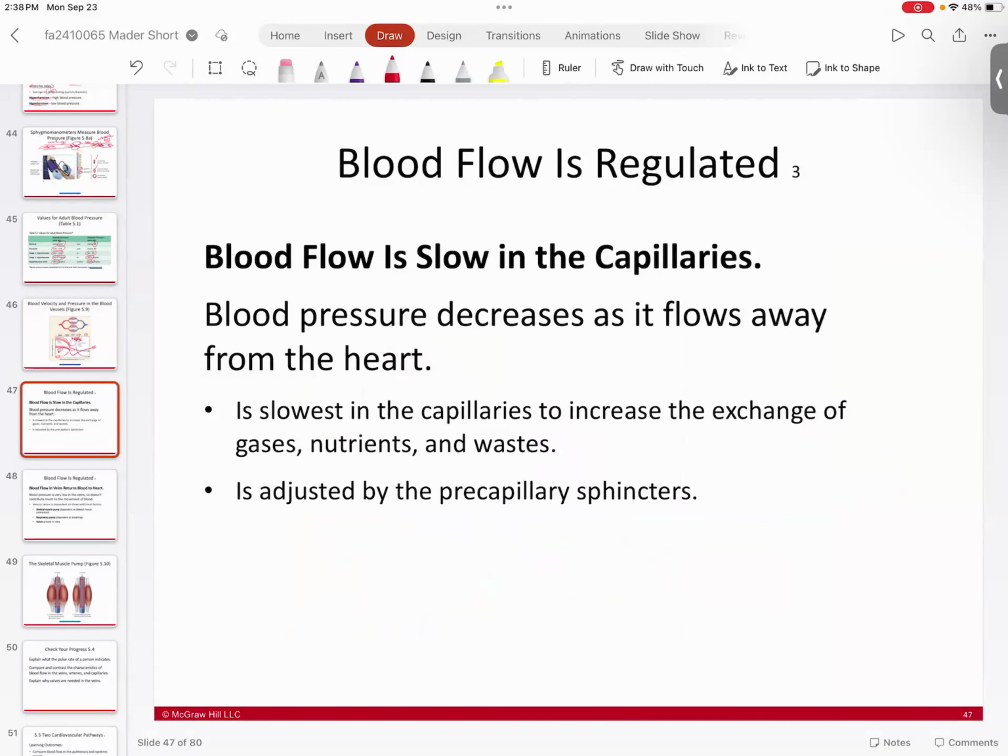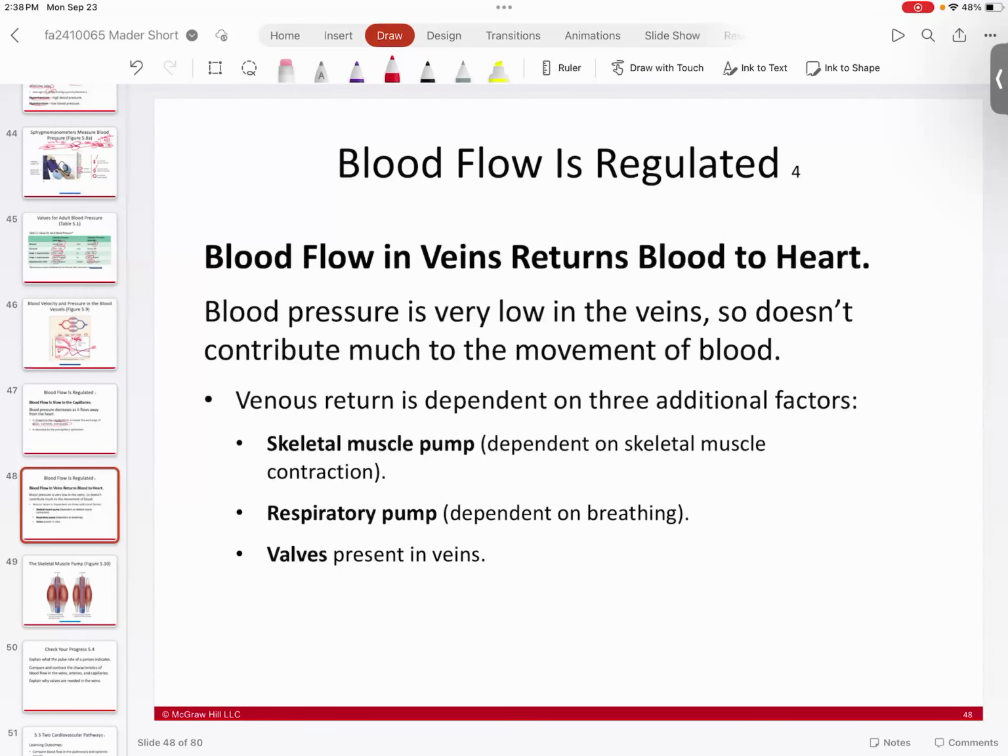So the blood flow, which is regulated, is slowest in the capillaries, but it picks up again in the veins. It's slowest because this allows you to exchange your gas and your nutrients. And it's, of course, adjusted by those precapillary sphincters, which we saw.